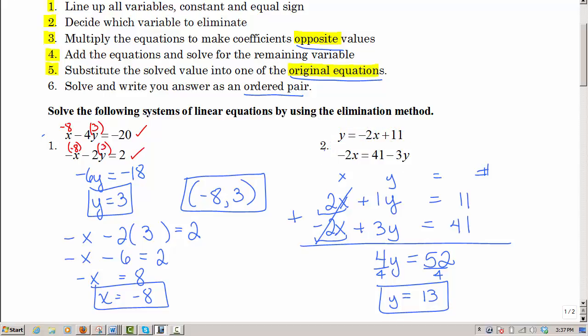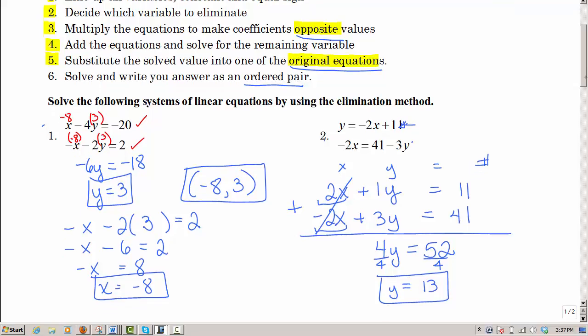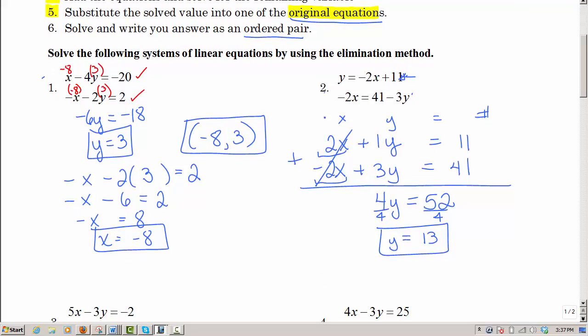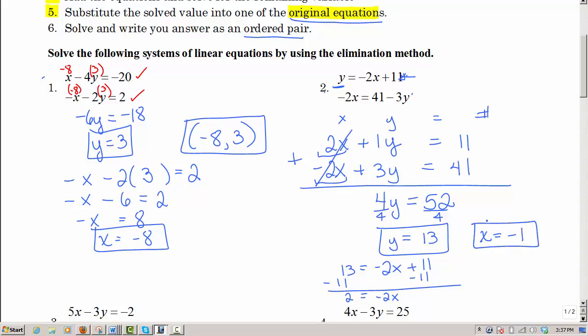So I can choose either equation, this one or this one, to get x. I think I'll choose that one just because the numbers look a little bit smaller. So I have y, which is 13, equals negative 2x plus 11. So if I subtract 11, I get 2 equals negative 2x. If I divide by negative 2, I'm going to get x is equal to negative 1.